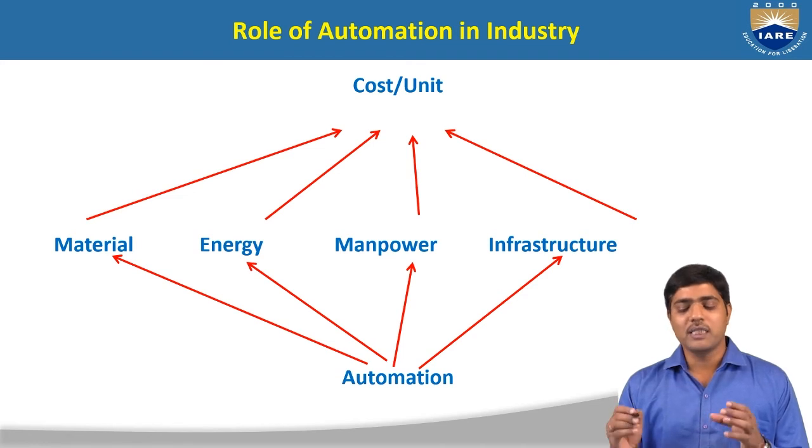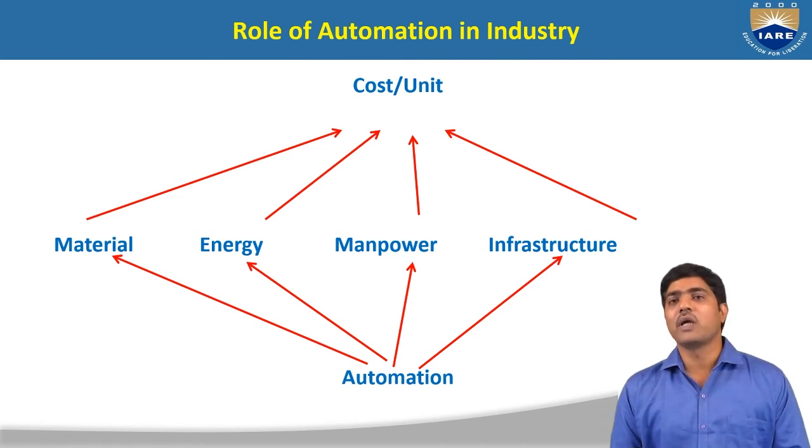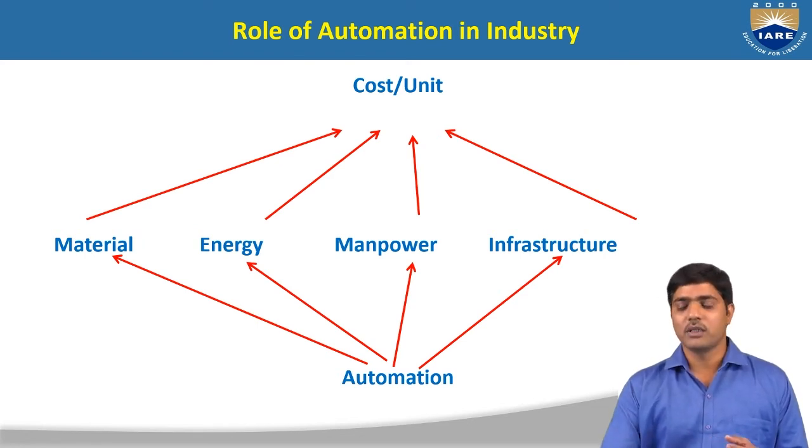So initially the infrastructure cost is going to be very high when you automate, but by utilizing the same infrastructure, you can increase the production volume by optimally utilizing the available infrastructure. So that is also going to reduce the cost per unit.